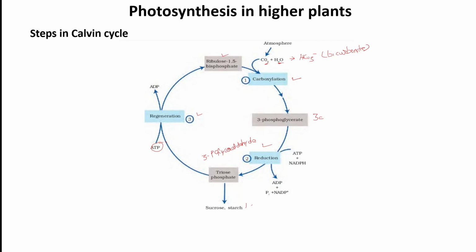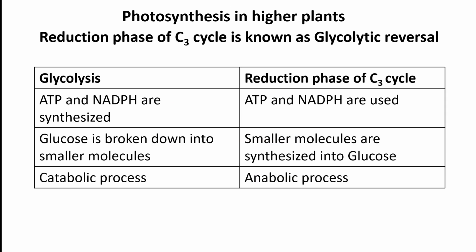The point here to remember is that the first phase is the carboxylation phase, the second is reduction, and the third is the regeneration phase. You have to just remember what reactions are going on in these three phases, and then you have to remember what goes into the C3 cycle and what goes out of it. Now, I've told you that the reduction phase of the C3 cycle is known as the glycolytic reversal, meaning the reverse of glycolysis. So let's see how the reduction phase of the C3 cycle is the reverse of glycolysis.